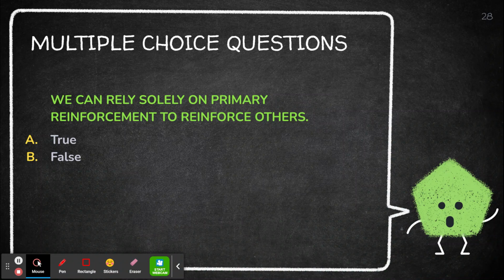True or false: we can rely solely on primary reinforcement to reinforce others. A, true, or B, false.